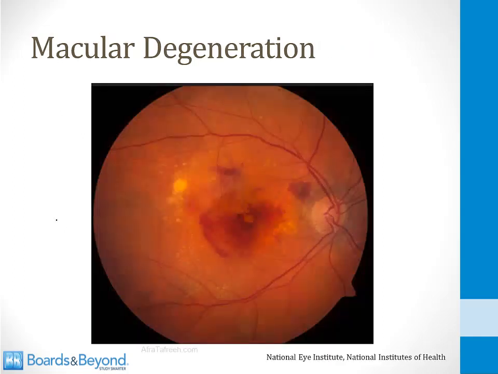And here's a picture of what wet macular degeneration can look like. You'll notice that there is hemorrhage into the macula portion of the retina. And that concludes our module on the retina.